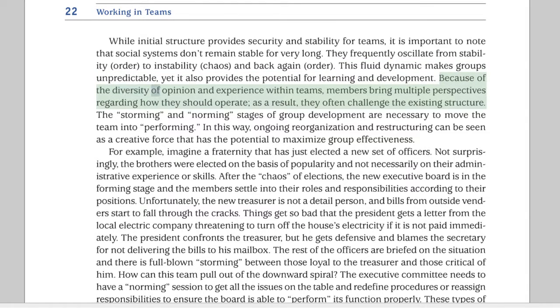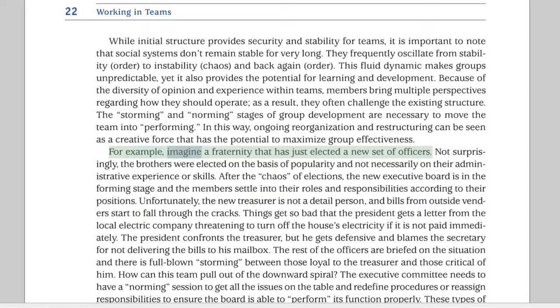Because of the diversity of opinion and experience within teams, members bring multiple perspectives regarding how they should operate. As a result, they often challenge the existing structure. The storming and norming stages of group development are necessary to move the team into performing. In this way, ongoing reorganization and restructuring can be seen as a creative force that has the potential to maximize group effectiveness.